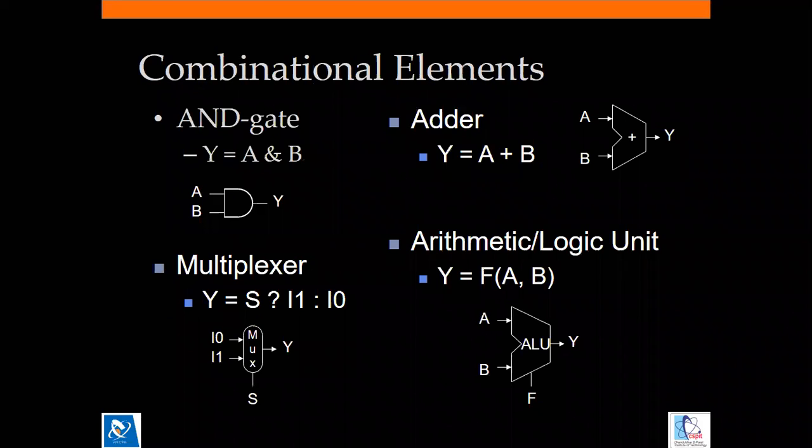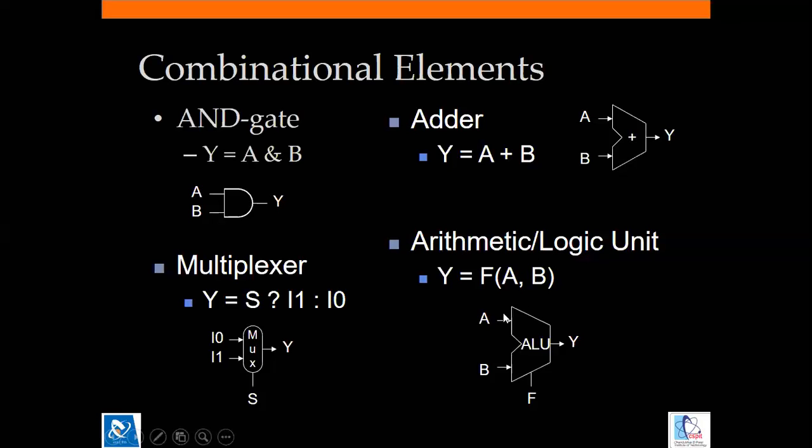Okay, so here are some examples of combinational elements: AND gate, adder, multiplexer, and ALU, right? And we are going to use the adder, the ALU, as well as the multiplexer. In this multiplexer you can see that there are two inputs, right? And based on the value of these inputs, the output would be selected. And here you can see the programming logic of how the multiplexer is implemented.